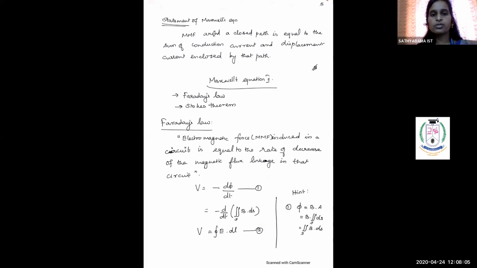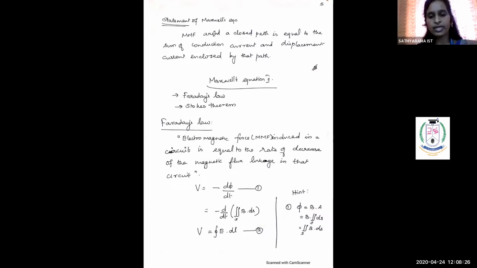So next equation is Maxwell's equation 2. Maxwell's equation 2 is derived from Faraday's law and Stokes theorem. Already we have learned Faraday's law. What is Faraday's law? Whenever there is a change in magnetic field, EMF gets induced in it. So that is V is equal to minus d phi by dt. It is known to us already.